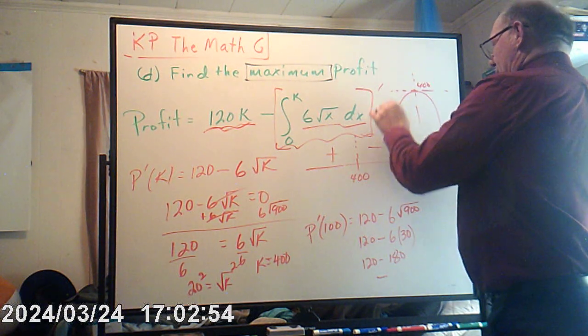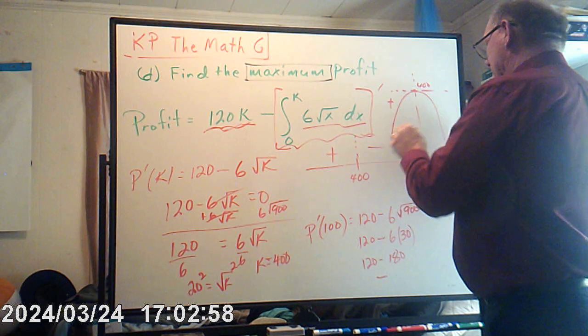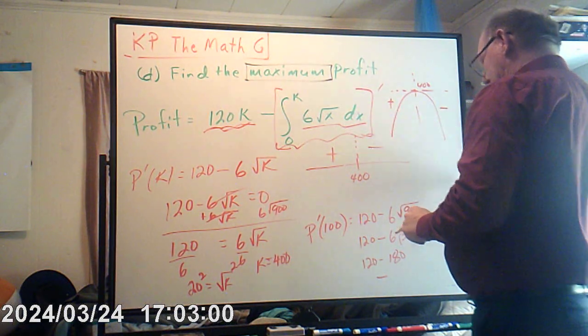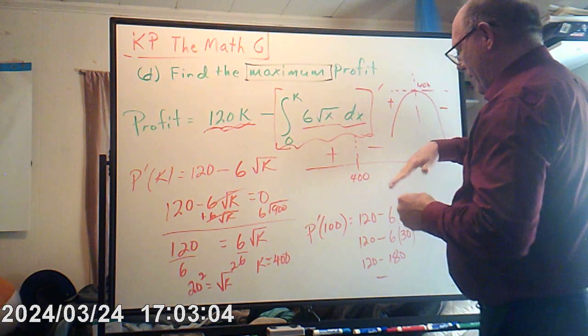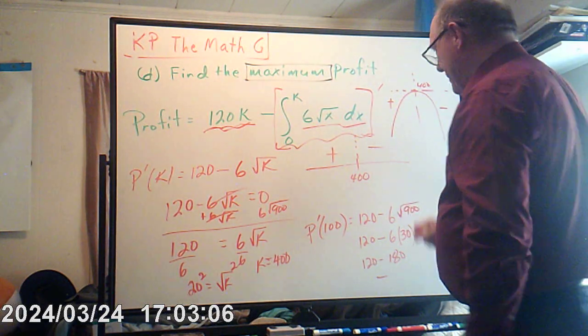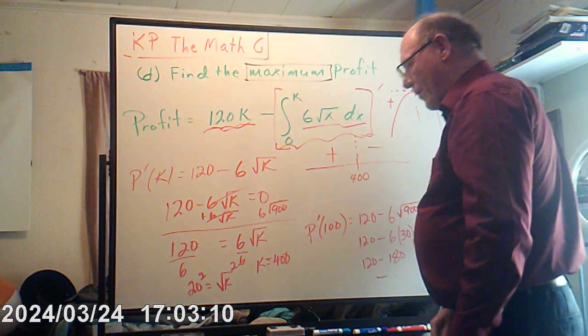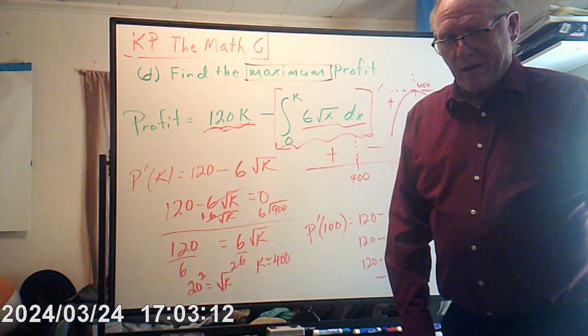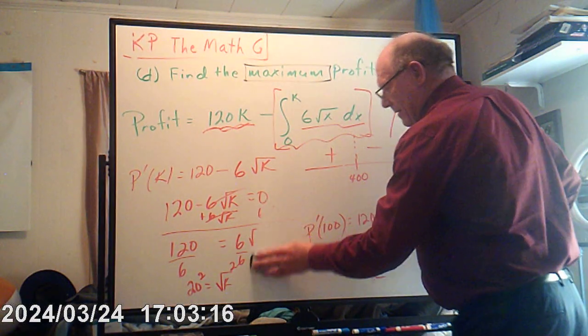And to the left, this is positive, it's increasing. To the right, it's decreasing. And that's what a max is, right? From positive to negative. Okay, so we know that 400 is the only number that we could choose, so therefore we can just plug that in.